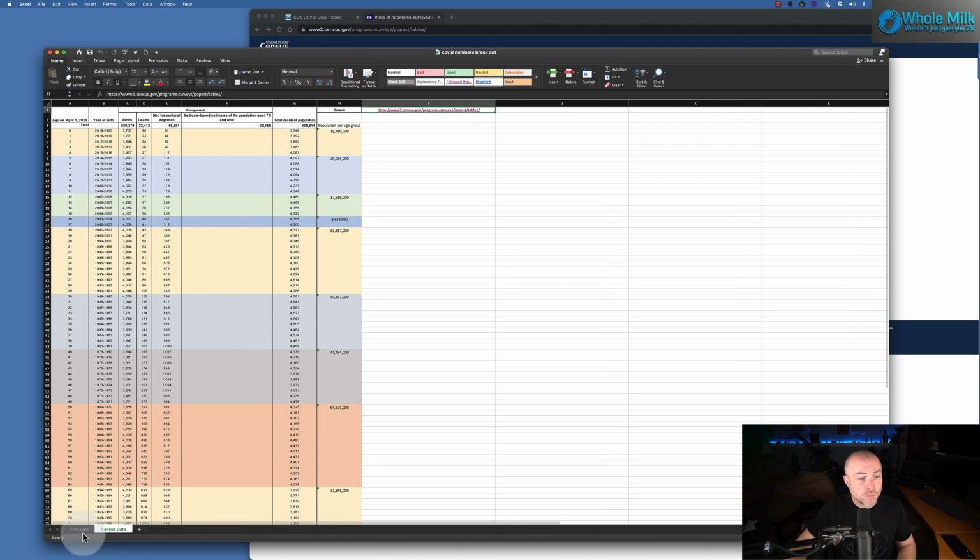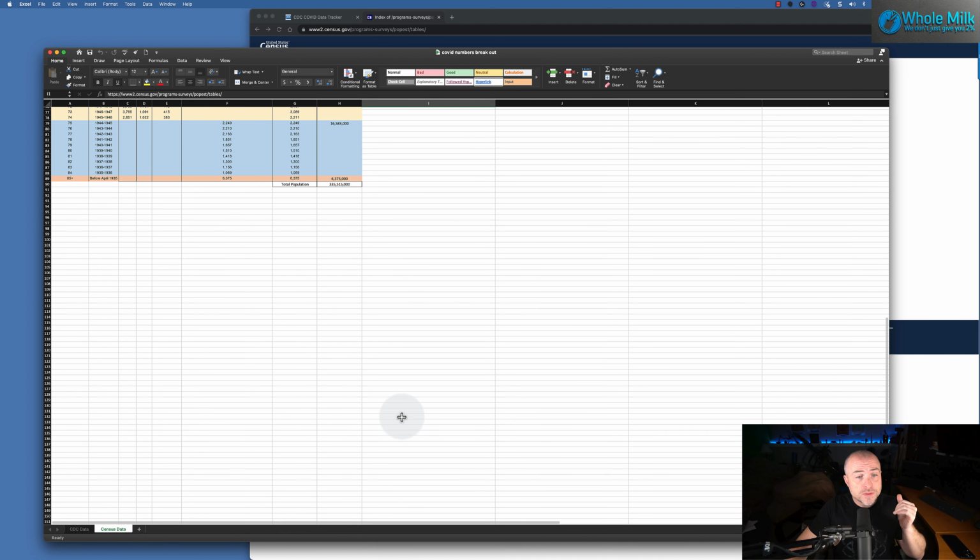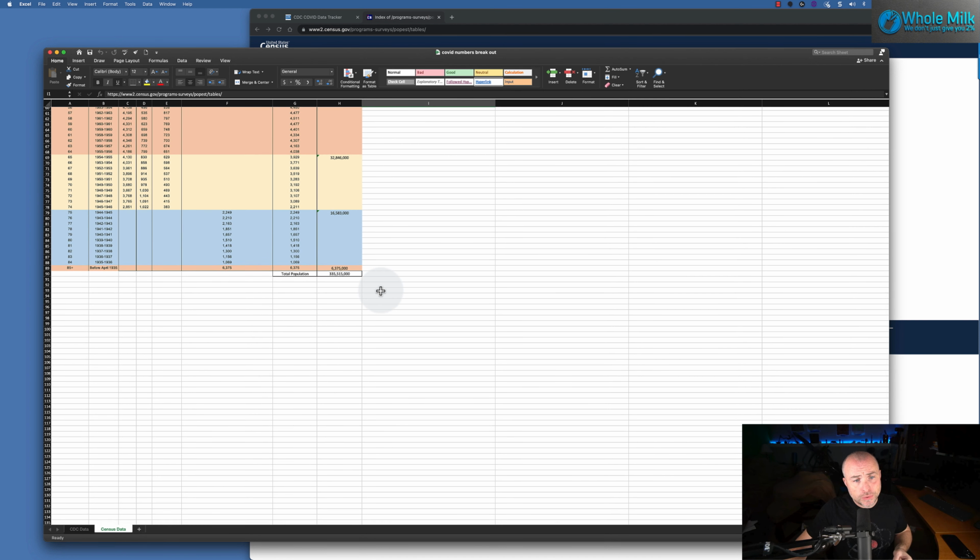I'm sure someone somewhere at a higher pay grade than myself can understand why they chose 0 through 4, 5 through 11, 12 through 15, and so on. But they did. This is what we're working with. So United States population, if you tally up all of the census data, it comes out to 335 million people in the United States, approximately.